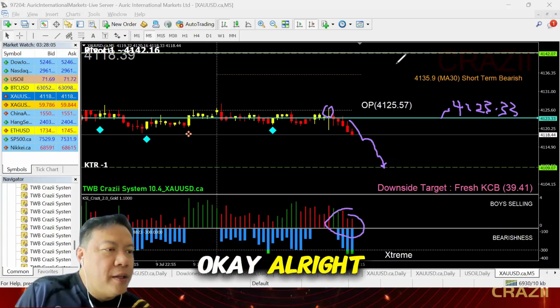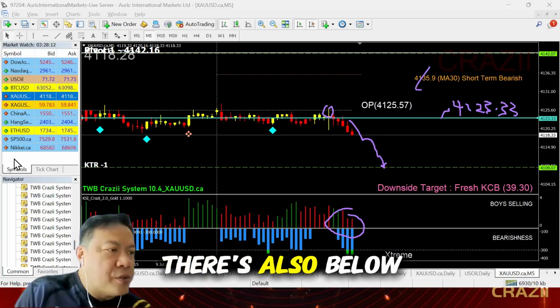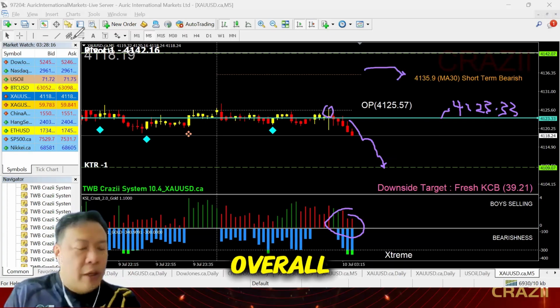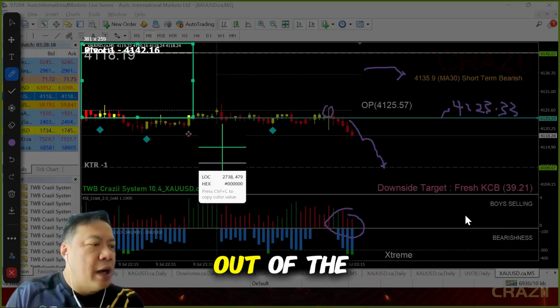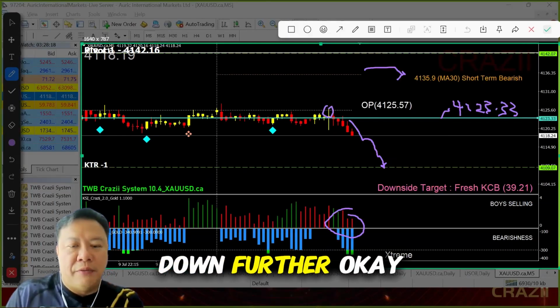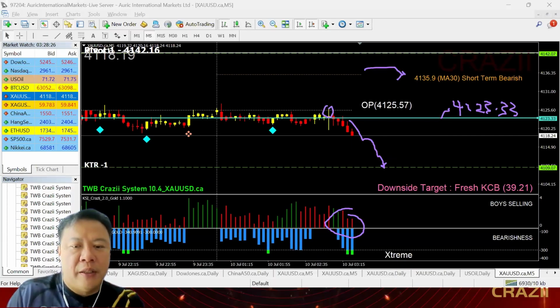Okay, all right. So you can see right now that it is also below the MA30. So it's a bearish sign. So overall, if you ask me, gold is not out of the woods yet. In fact, gold most likely should be going down further. Okay, all right. So traders, please watch out for that.